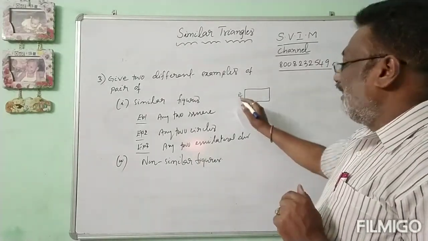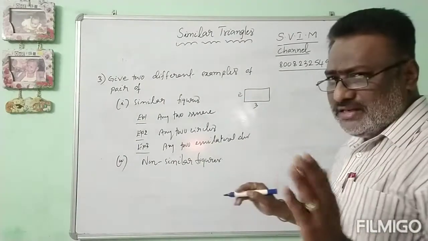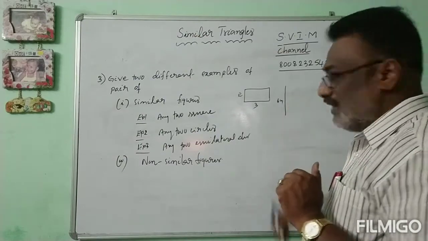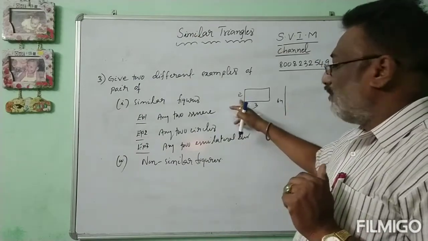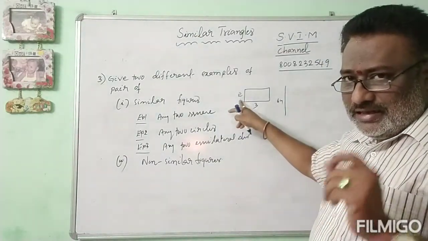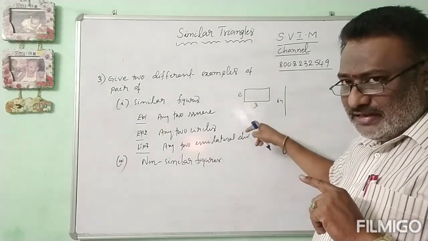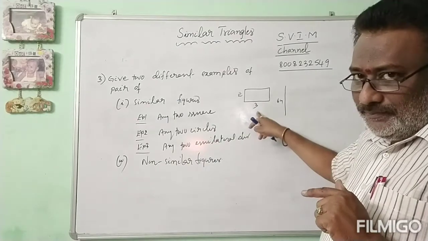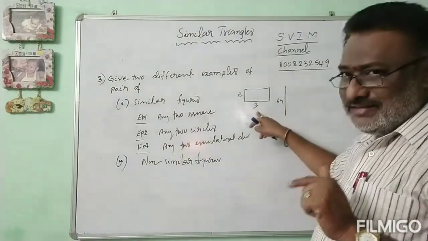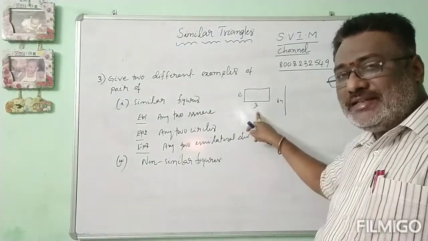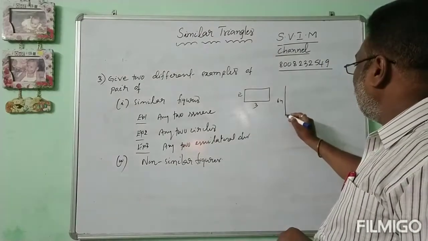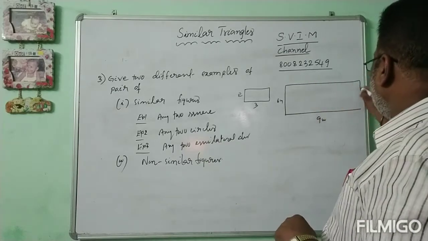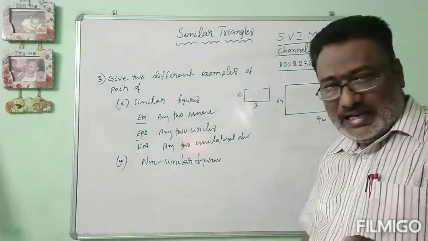For example, 3 times the breadth I am taking, that means 6 units of breadth. How many times are you taking for this breadth? 3 times. That same 3 times for the length also you need to take. Actually, what is the measurement of length here? We have 3. So for this length, 3 times, how much do you get? 9. So that 9 units you need to take. These type of rectangles only are similar.